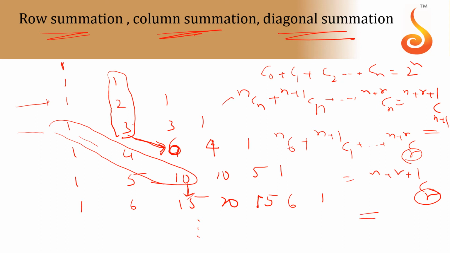But if you observe carefully, column and diagonal summations are linked with the symmetric formula, NCr equal to NCn minus r, because NCn can be written as NC0, and n plus 1 Cn can be written as n plus 1 C1, like that. Even for the last answer, if you apply the symmetric formula NCr equal to NCn minus r, you can get the result. So this is about row summation, column summation, diagonal summation.